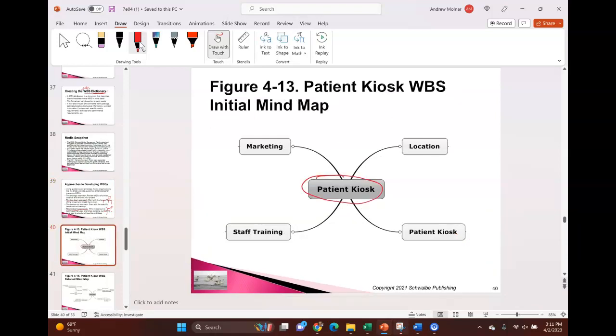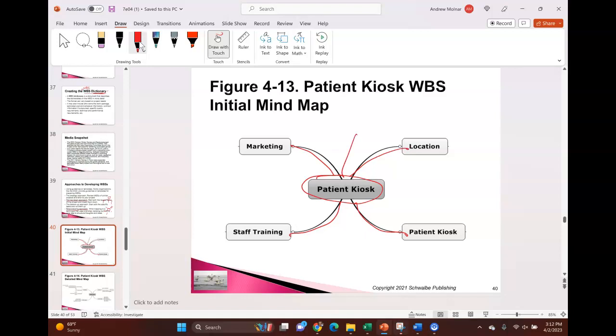If it were a kiosk, you put your main concept here. Well, to have a patient kiosk, what do I really need? Well, I've got to consider marketing, got to tell people about it. I need staff trained that will manage it. I need a patient kiosk. I need locations, right? And you could probably go on from there.